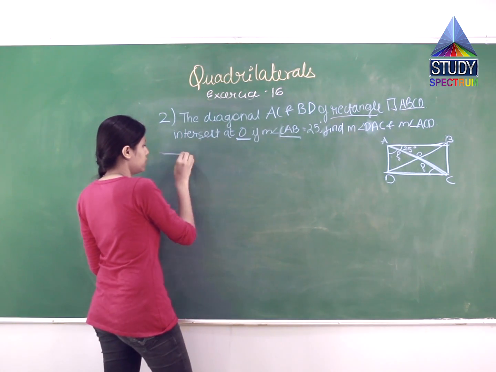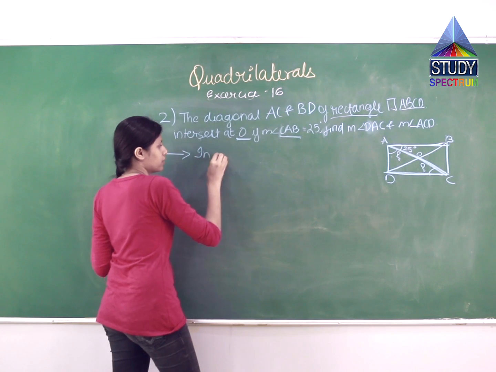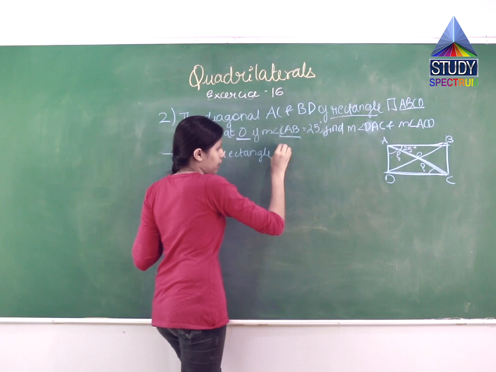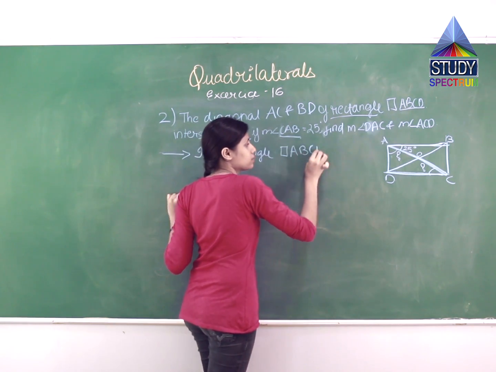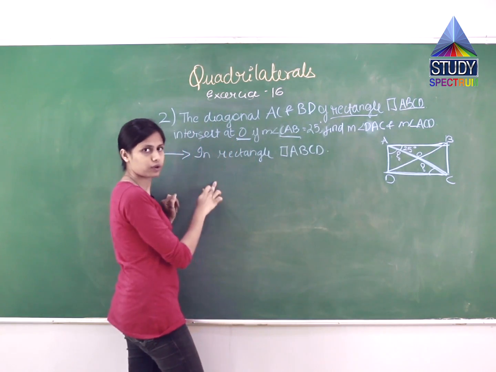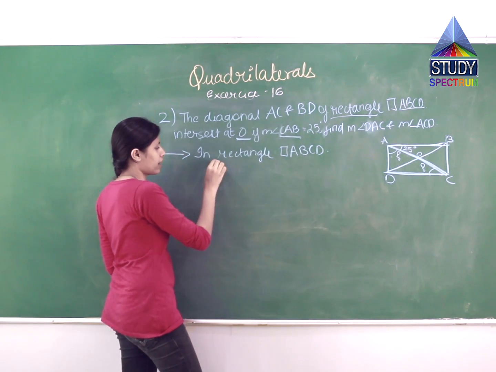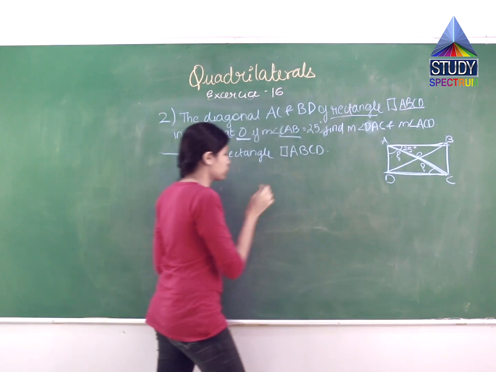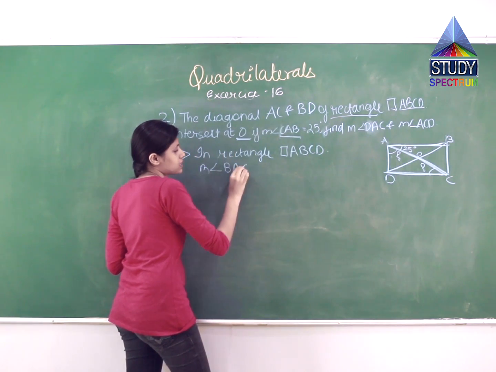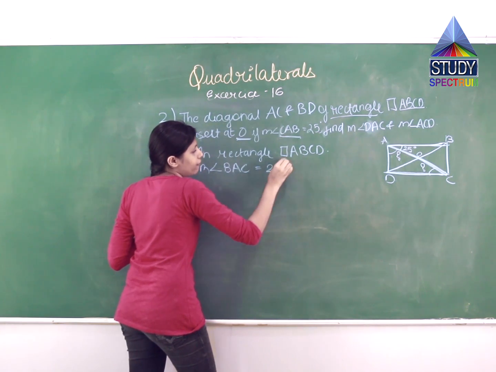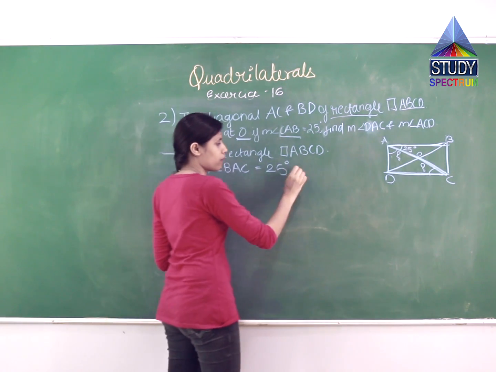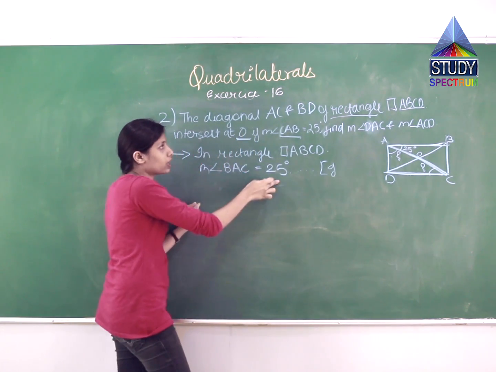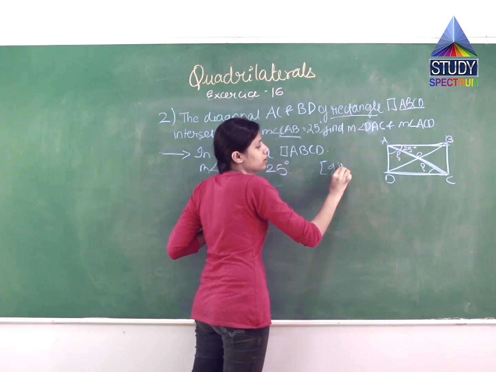First we have to write in rectangle ABCD, what is the given? First we have to write the information given in the question. So we have to write measure of angle, which angle is given? It is BAC. So measure of angle BAC is equal to 25 degree. So this is given. You have to write in a square bracket the reason why you have written it as 25, because it is given in the question. So you have to write given.